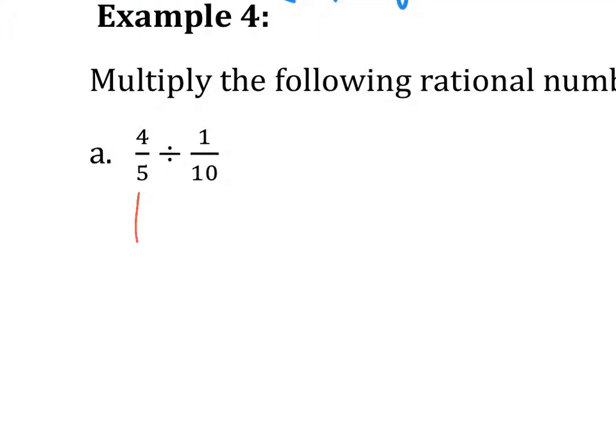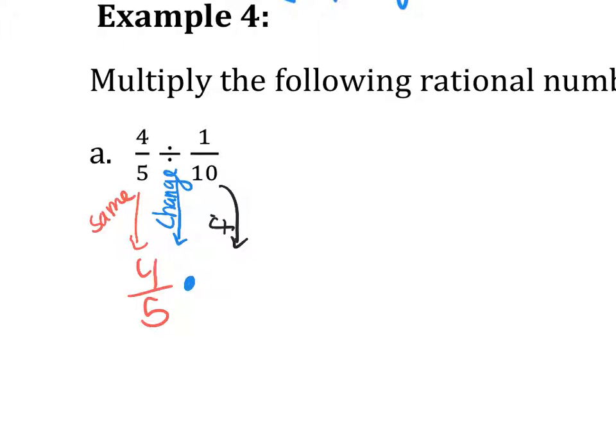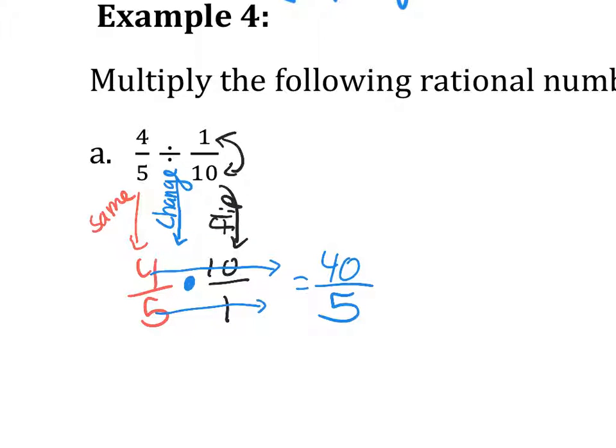So we keep our first fraction the same, so 4/5. We change our division sign to a multiplication sign, and then we flip our second fraction. So instead of having 1/10, we're going to have 10/1. And then from there, now it's just a multiplication problem, which we know how to do. So you just go straight across. Gives you 40/5. And can that be reduced?